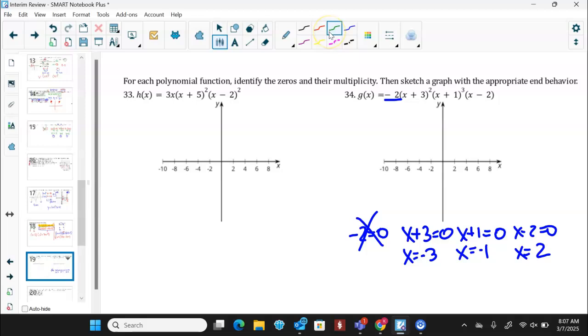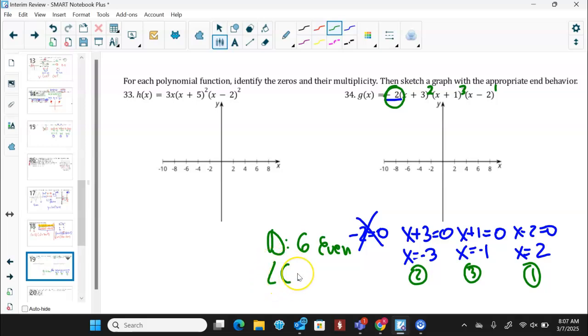Now, our multiplicities right here are going to be, at this one, I got a 2. At this one, I got a 3. And at the last one, I got a 1. And 2 doesn't have any multiplicity because it doesn't have an x. So my function is 2 plus 3, which is 5, plus 1, which is 6. So my degree of the function is 6, which is even.